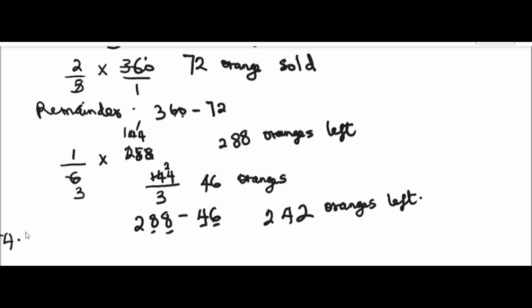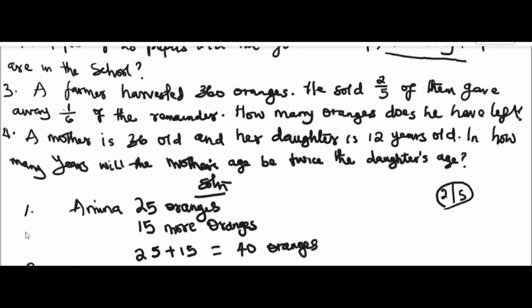Now, the last question, but not the least, let's read the question together and then pick out vital information so that we can solve. Now, a mother is 36 years old and her daughter is 12 years old. That woman gave birth on time. She's 36 years and her daughter is 12 years. That's beautiful. In how many years will the mother's age be twice the daughter's age?